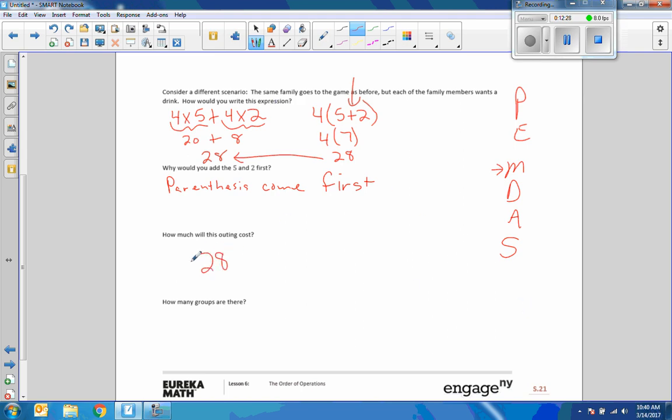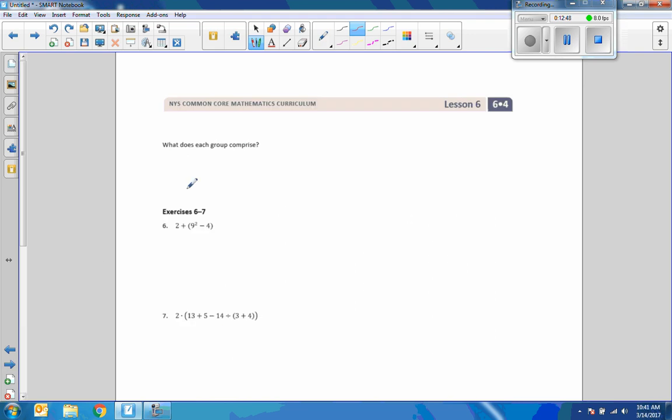How much will this outing cost? $28. How many groups are there? 4 groups. When they mean groups, they mean ticket and drink. That is a group. Ticket and the drink are the groups. What does each group comprise? A $5 ticket and a $2 drink.